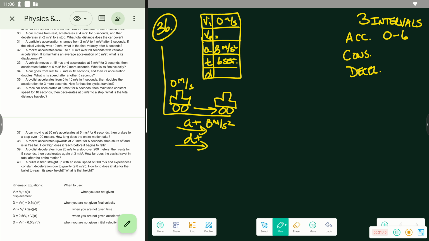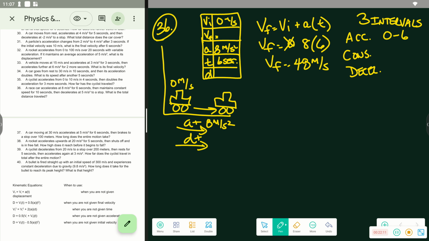However, do we have to find the final velocity? Yes, you do. Why? For the other intervals. So you do have to find the final velocity, so let's find that real quick. VF equals VI plus A times T. VI is 0, so it cancels, leaving AT, 8 times 6. So your final velocity of interval 1 is 48 meters per second.